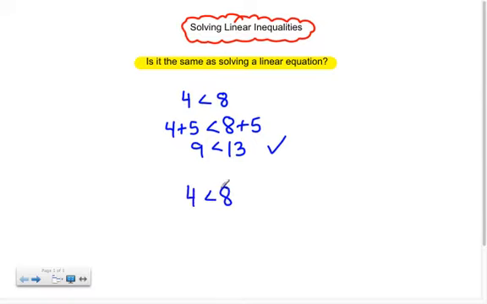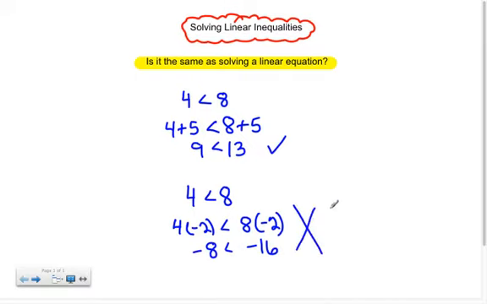Let's do the same thing with 4 is less than 8, but this time let's multiply by -2. So if I have 4 times -2 on this side, is it still going to be true that it's less than 8 times -2? Let's see what this answer is. This is going to be -8, and this is going to be -16. And is -8 less than -16? No, this is false.